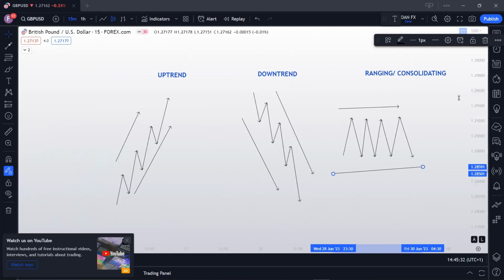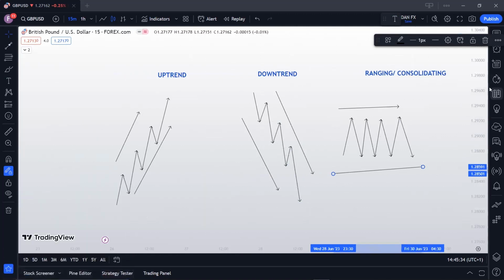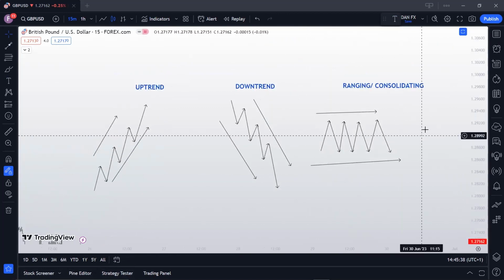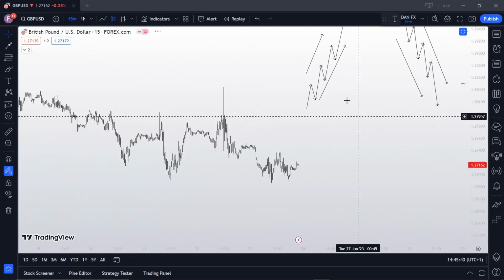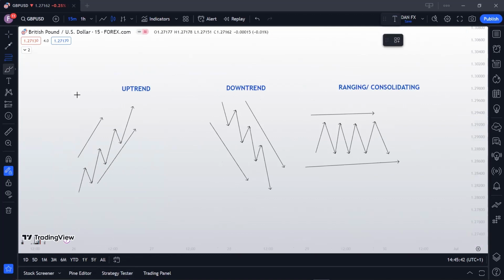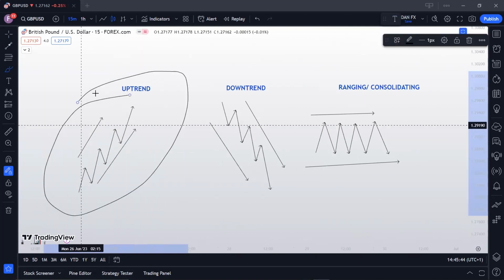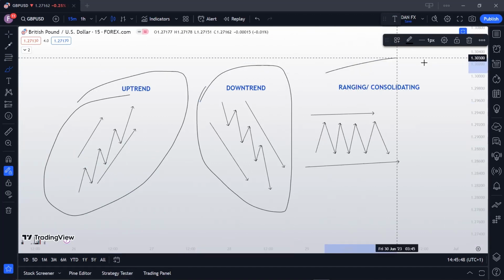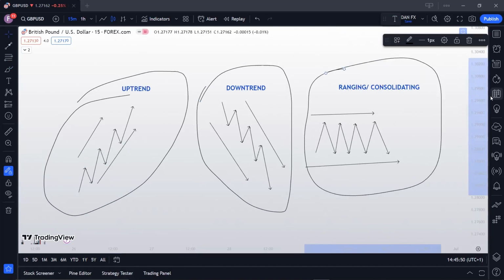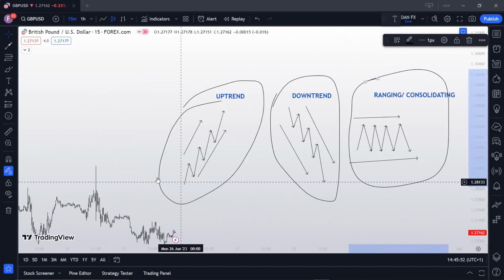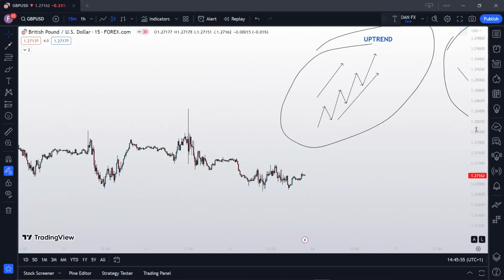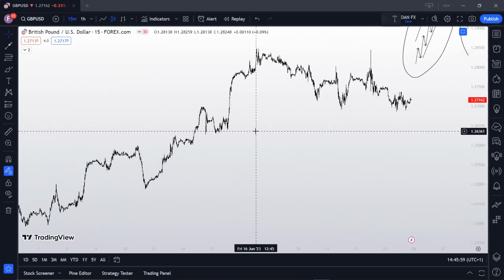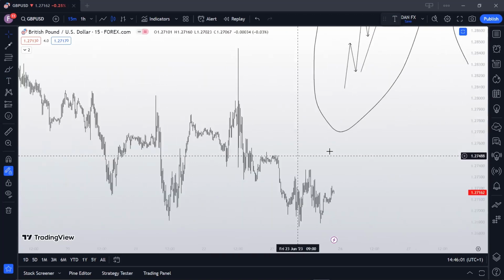All right, so I hope you found this video helpful, and what I want you to do now is the assignment: go on your charts and look for these structures. Look for an uptrend, identify it, take screenshots, also look for downtrends, take screenshots, look for ranging markets and take screenshots. Because if you don't practice this, if you don't try to look for this on the charts, you will never see it. So you have to be able to see it in the past before you can see it in the future. You have to be able to see it in hindsight before you can see it in foresight.